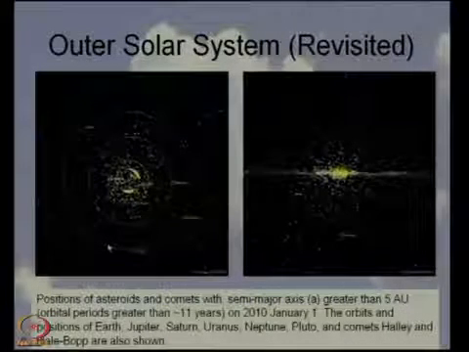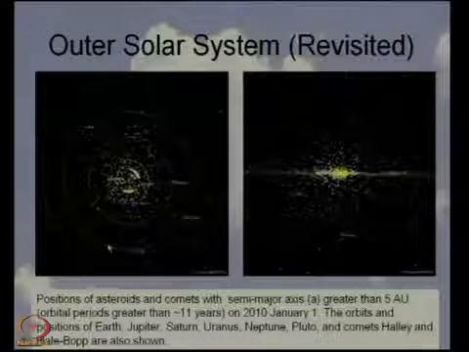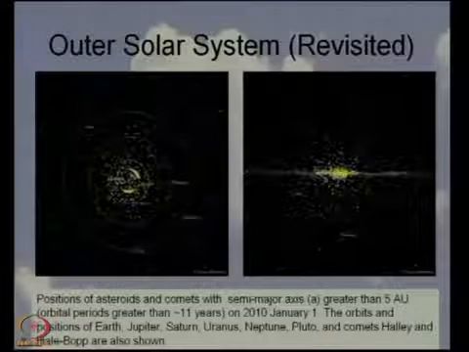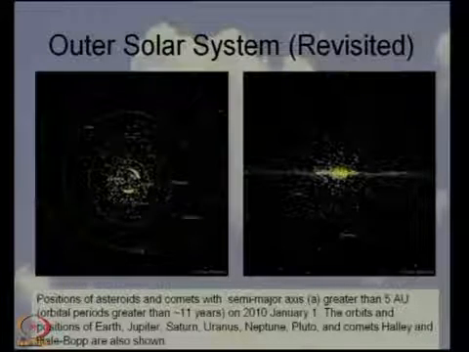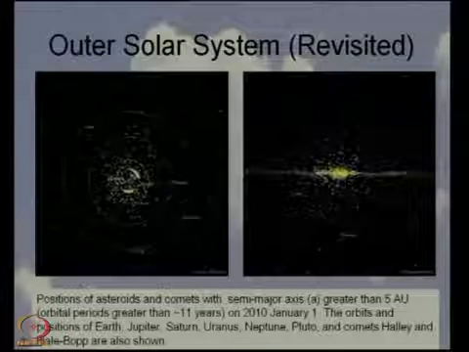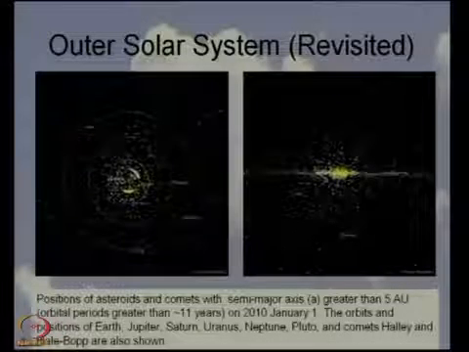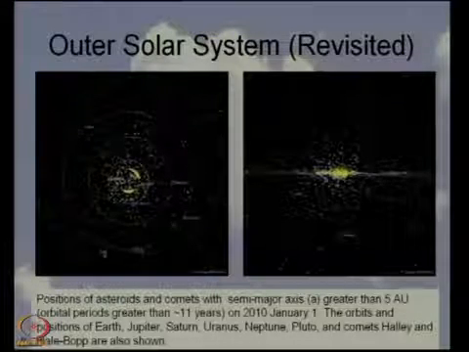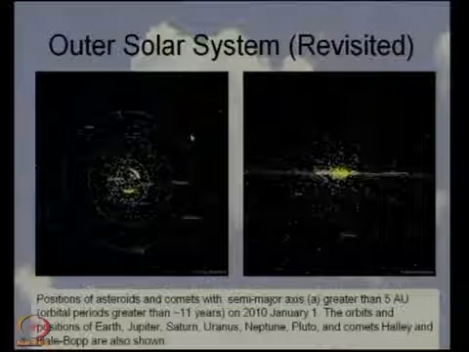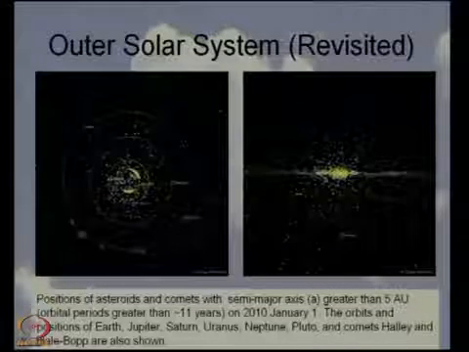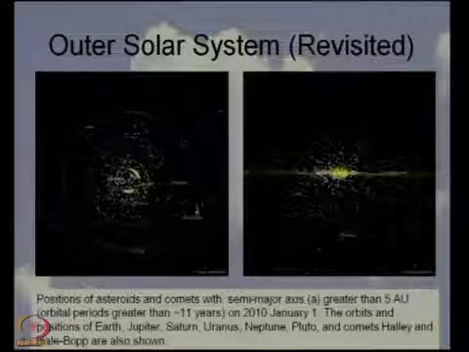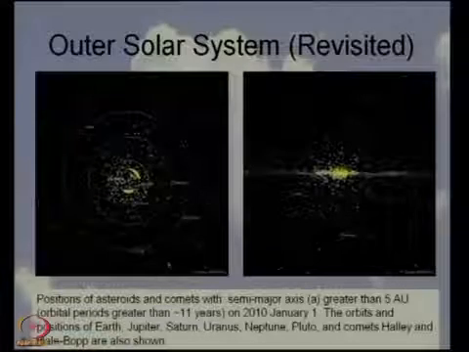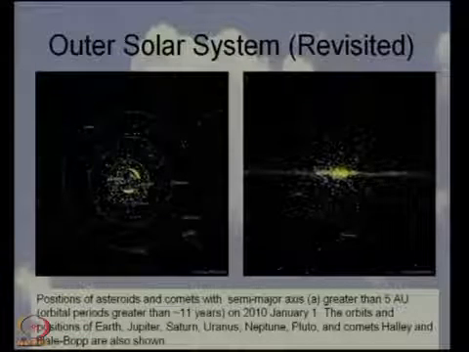This is the outer solar system, again the same thing. Now, in addition to the planets, we have the asteroids and the comets also shown over here. And you can make out that there is this disk of asteroids outside, beyond Neptune. So, beyond Neptune you have this belt of asteroids.